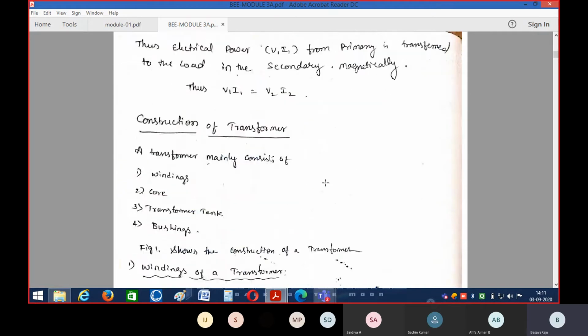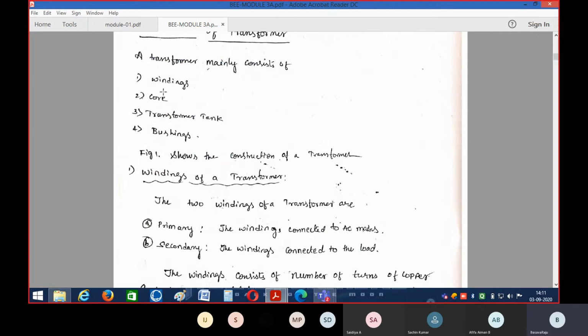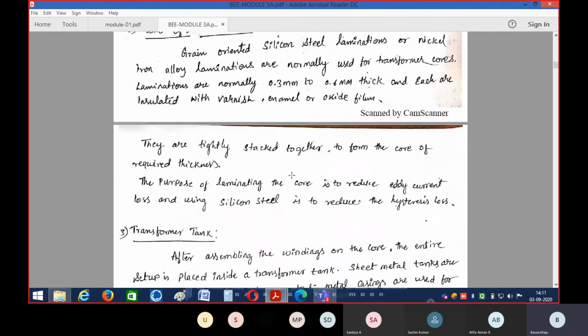Next, coming to the construction, we already know that the transformer mainly consists of four important parts: windings, core, and the remaining two parts, the transformer tank and the bushings.